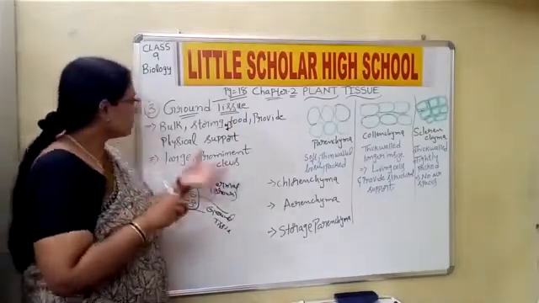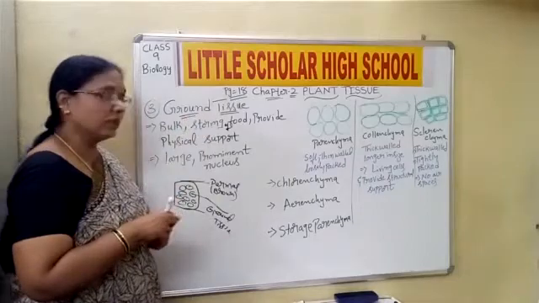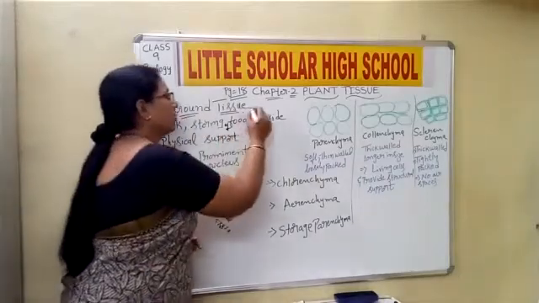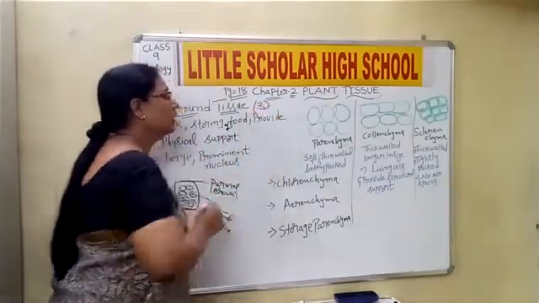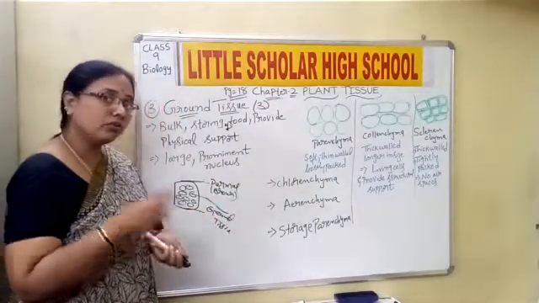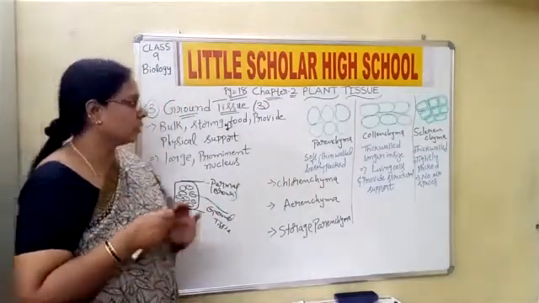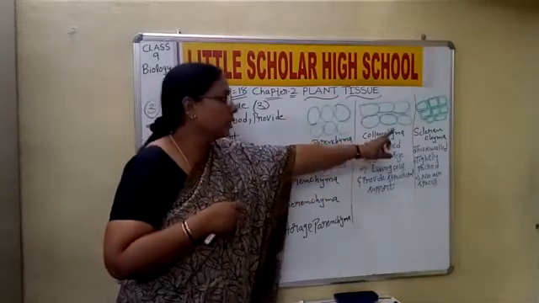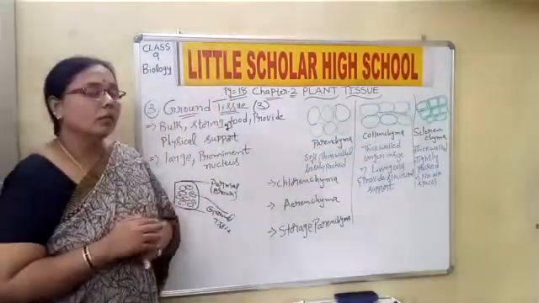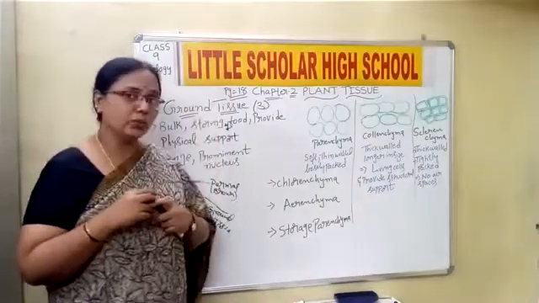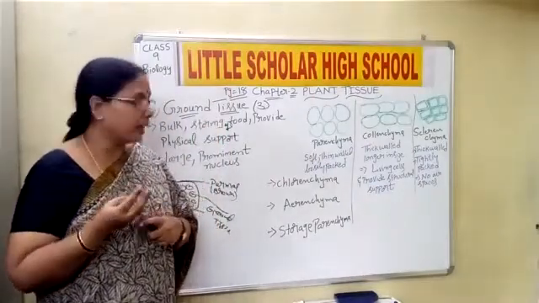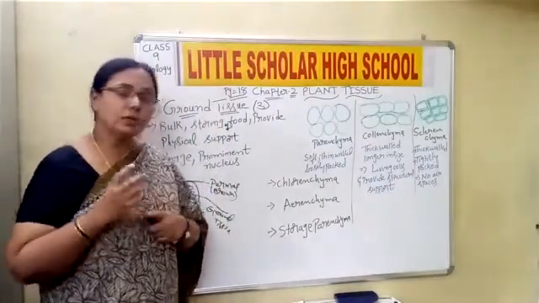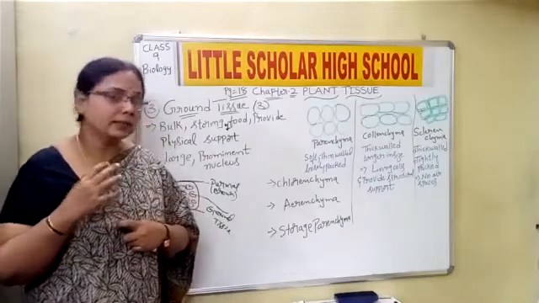Now this ground tissue is divided into three parts. Again, the ground tissue is of three types, children. What are they? They are parenchyma, collenchyma and sclerenchyma. That is how the ground tissues are divided.